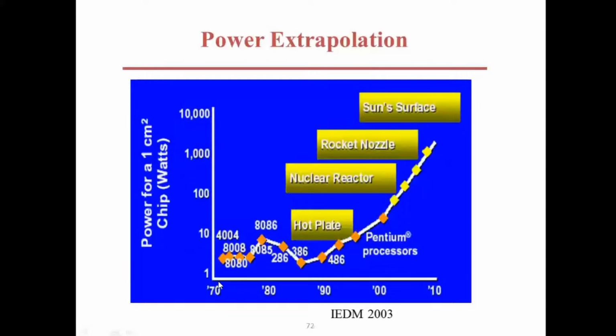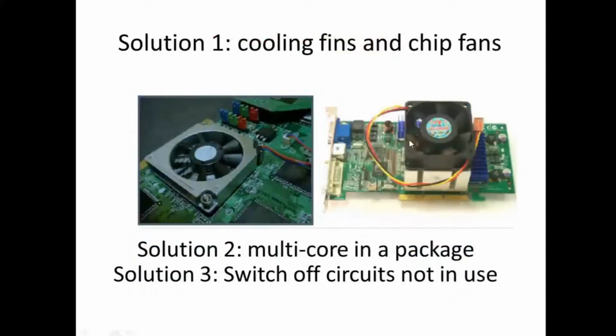As we scale over the years from 1972 to 2010 and onwards, the power dissipation in the processors has been increasing and has become a big challenge for the design engineers. Solution 1 is to use cooling fins and chip fans as shown in the figures. You have the processor and you put a fan on top of that to remove the heat. Solution 2 is to have multiple cores in one package. Solution 3 is at the design level, where you switch off the circuits which are not in use and give power to only those circuits which are active.